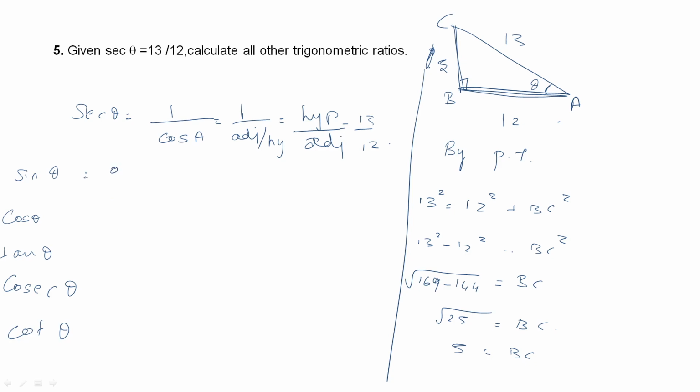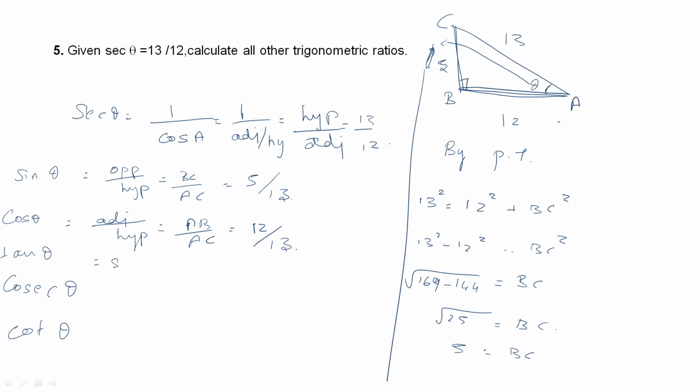What is sine theta? Opposite by hypo. So which is opposite to this? What is the side opposite to theta? BC by AC. Then it is 5 by 13. So likewise you can find all other, I guess. Adjacent by hypo. Adjacent is AB by AC, right? So then 12 by 13. Tan theta is this by this, sine by cos, right? Sine by cos. So you can divide this one divided by this one. 13 will get cancelled. You will get directly 5 by 12.